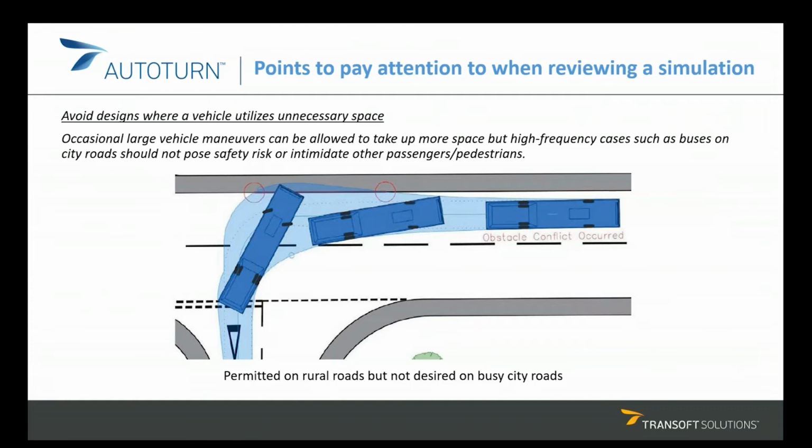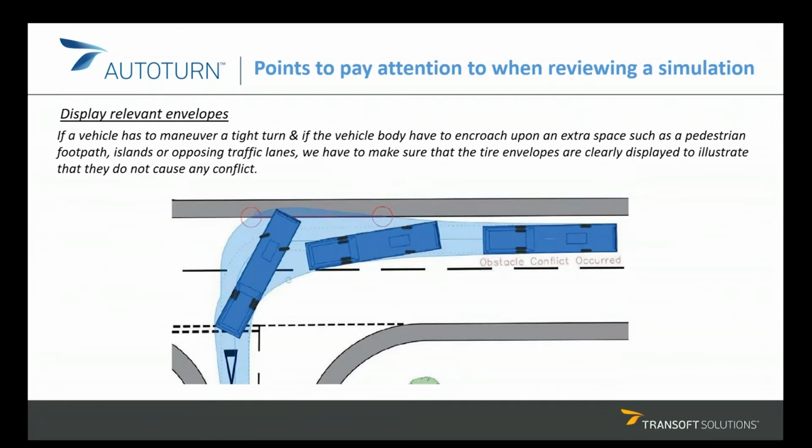So we should avoid designs where a vehicle utilizes unnecessary space. Occasional large vehicle maneuvers can be allowed to take up more space, like it's shown here, but high frequency cases such as buses on city roads should not pose a safety risk or intimidate the passengers or other pedestrians. And if a vehicle has to maneuver a tight turn, and if the vehicle body has to encroach upon extra space, like the pedestrian footpath or any other islands or opposing traffic, we have to make sure that the tire envelopes are clearly displayed to illustrate that they do not cause any conflict.